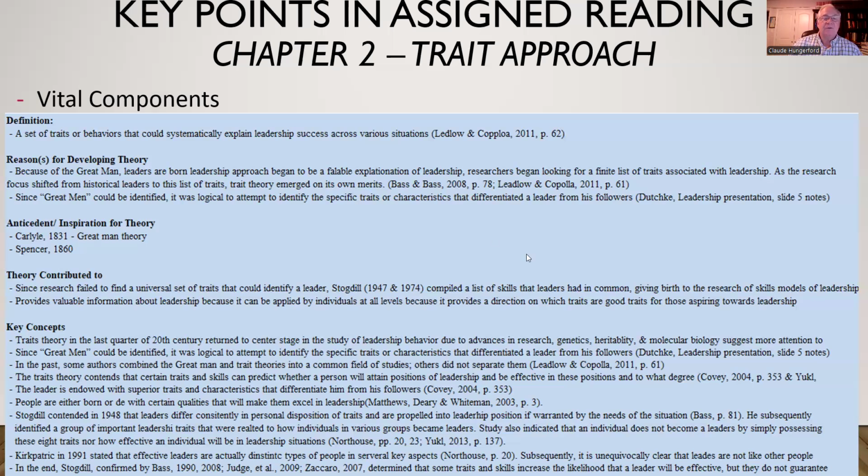Okay. So Stodgel was one of the first ones to take some of these, look at what Carlyle and Spencer had written, and began compiling a list of things. Here are just some of the key concepts. Again, the traits theory contends that certain trait skills can predict whether a person will attain positions of leadership. And what I've done is I've sort of cited where and who is saying these types of things.